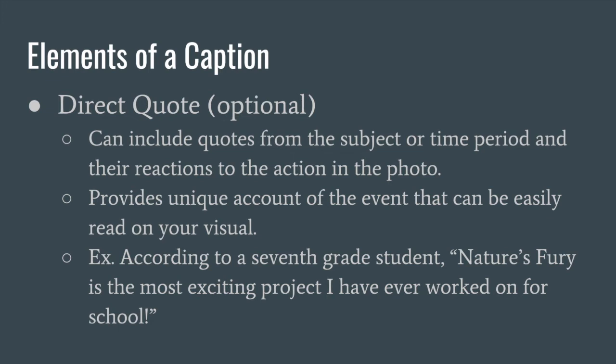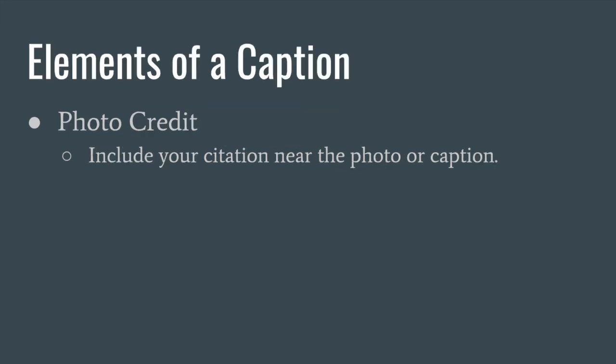So my example is that according to a 7th grade student, Nature's Fury is the most exciting project I've ever worked on for school. That would be adding a little something extra to my caption that not everybody would have. And then also, it's not part of the caption, but you're going to want to include your citation near the photo or caption. So like you'd put on your bibliography, you'd just take that and put it somewhere on your board or your visual aid near your photo or primary source.